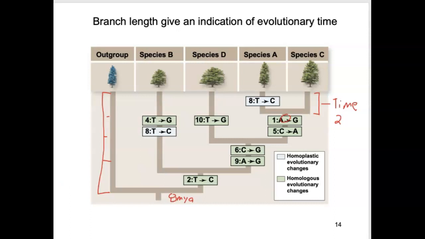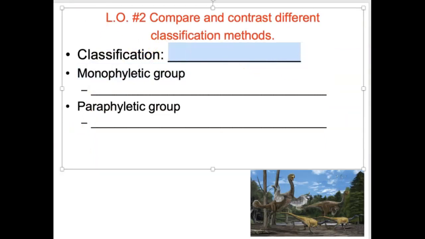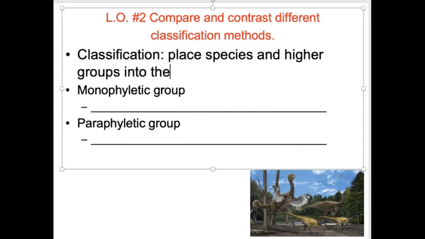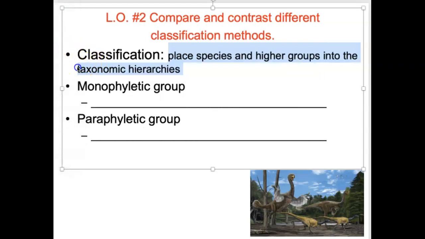So, all right, now when we're getting this information, we do all this work, we're exhausted, we then move into the field of classification. Classification is where we will place species and higher groups into the taxonomic hierarchies. I hope everybody remembers domain, kingdom, phylum, class, order, family, genus, species, because I'm not going to run through that with you. If you don't know it, let's definitely look it up, but those are the taxonomic hierarchies.